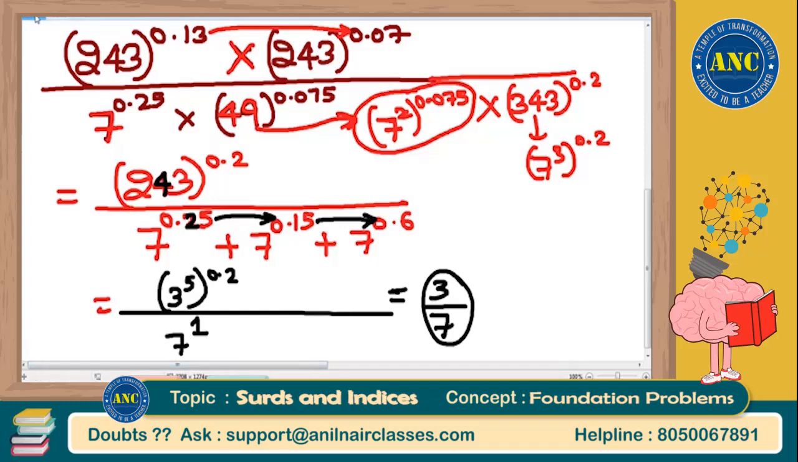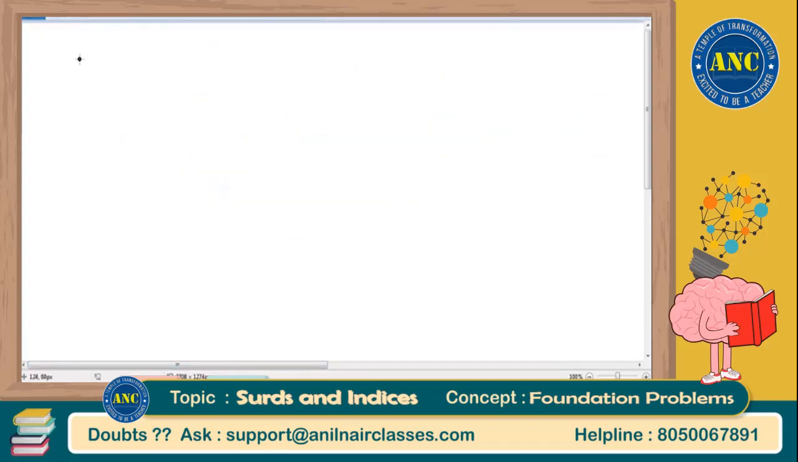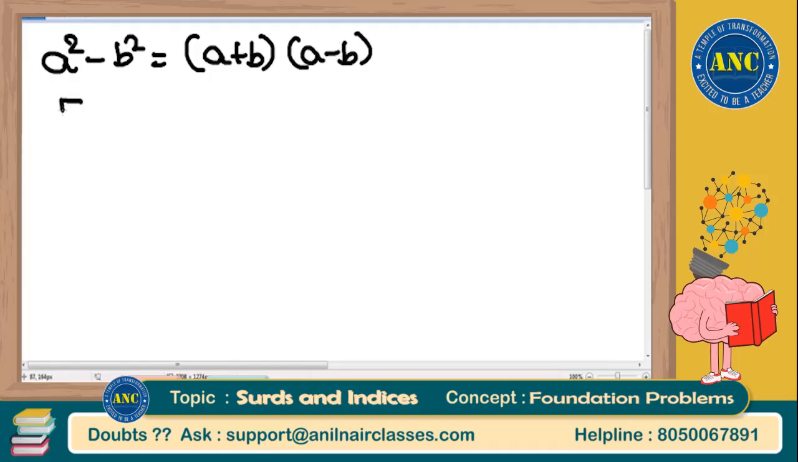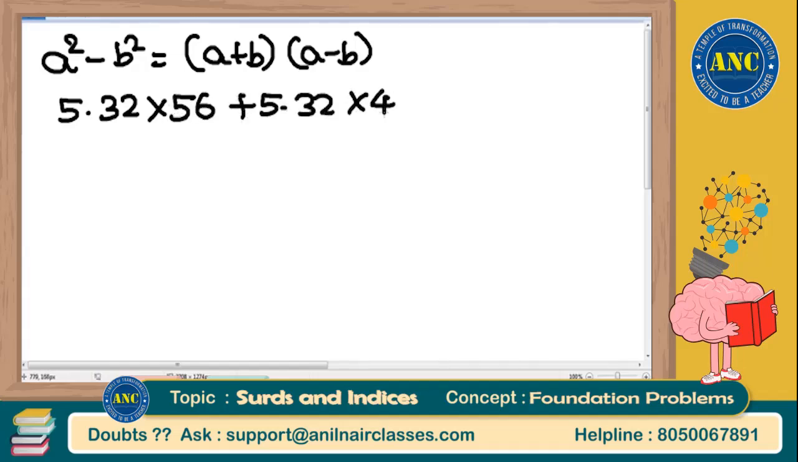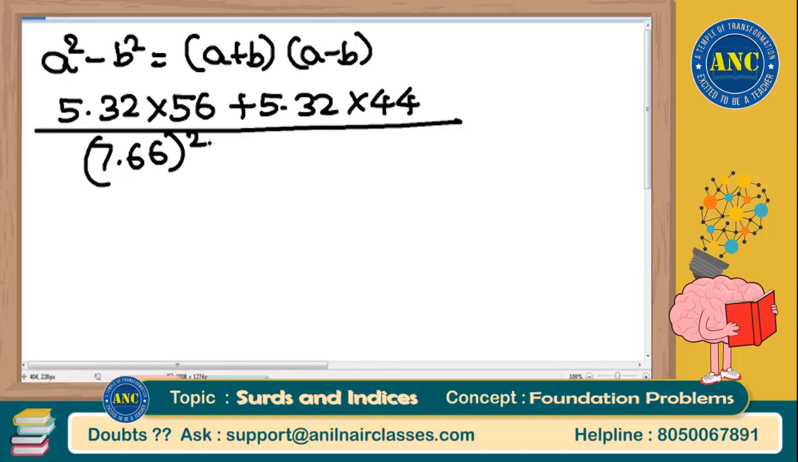See here, sir, and I am again sure that my students know this: a square minus b square is (a plus b) into (a minus b). Now suppose for example your question is 5.32 into 56 plus 5.32 into 44, divided by 7.66 whole square minus 2.34 whole square. This is a question on indices because there is a power called 2 in this case.